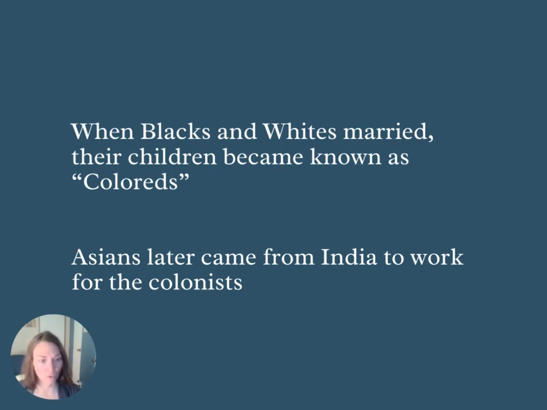And then the group known as the Coloreds, and you'll see it spelled different ways, sometimes there's a U there. They were the descendants of when South African Blacks and South African whites married and had children. And then the Asians come a little bit later. And like I said, they are Indians, from India, and they are there to work for the whites.